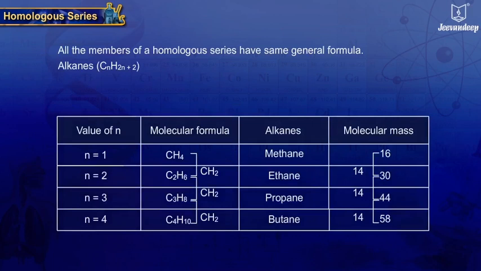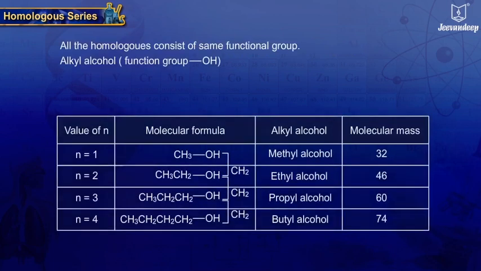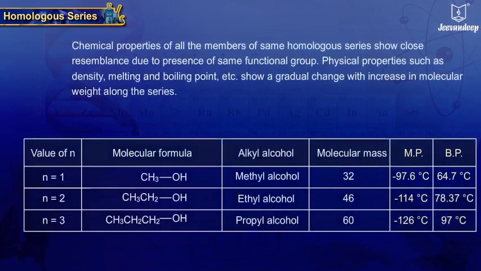Some important characteristics of homologous series. All the members of a homologous series have the same general formula. All the homologues consist of the same functional group. Chemical properties of all the members of the same homologous series show close resemblance due to the presence of the same functional group.